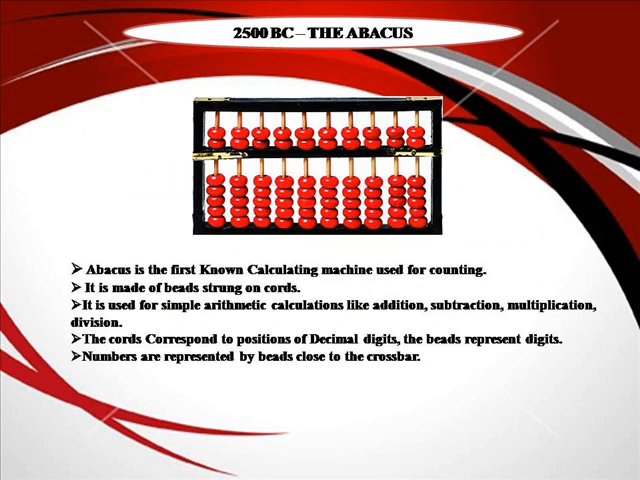2500 BC the abacus. The abacus is the first known calculating machine used for calculating and counting. It is made of beads strung on cords. It is used for simple arithmetic calculations like addition, subtraction, multiplication and division. The cord corresponds to the position of decimal digits. The bead represents the digits. Numbers are represented by beads close to the crossbar.